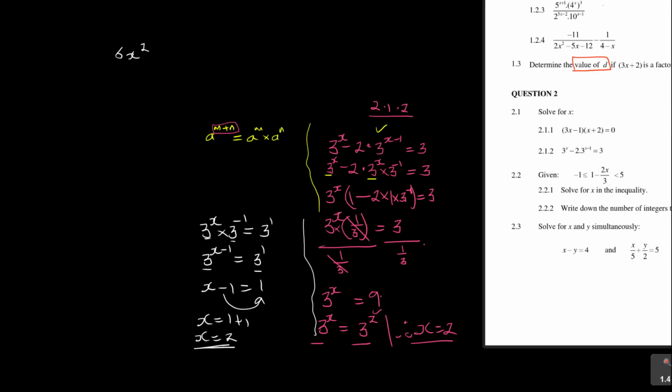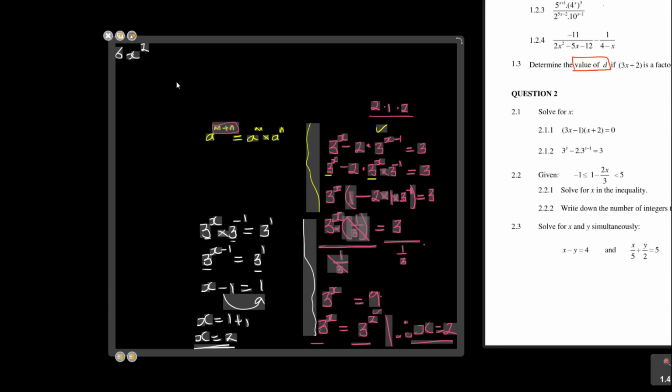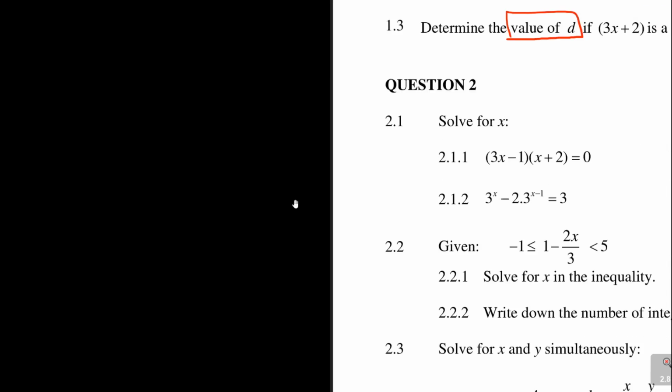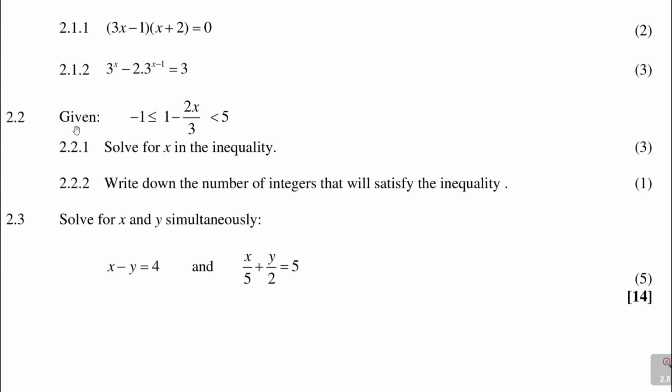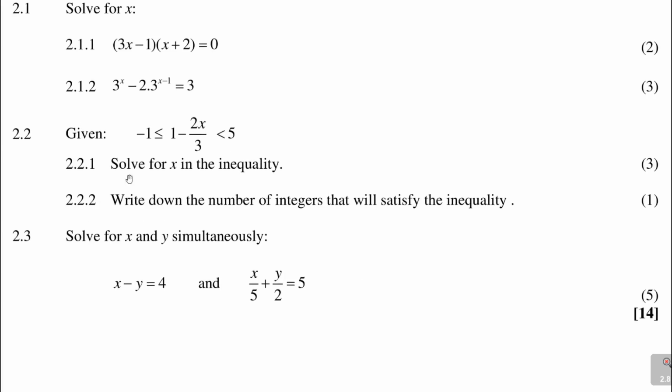Alright, so let's take this off and move on to the next one. Alright, now, which one is it? 2.2, 3 marks. This is what you're given. Let's see what it gives us. 3 marks, inequalities. Okay, I didn't read that. Solve for x, I'm too fast now. Solve for x in the inequality.